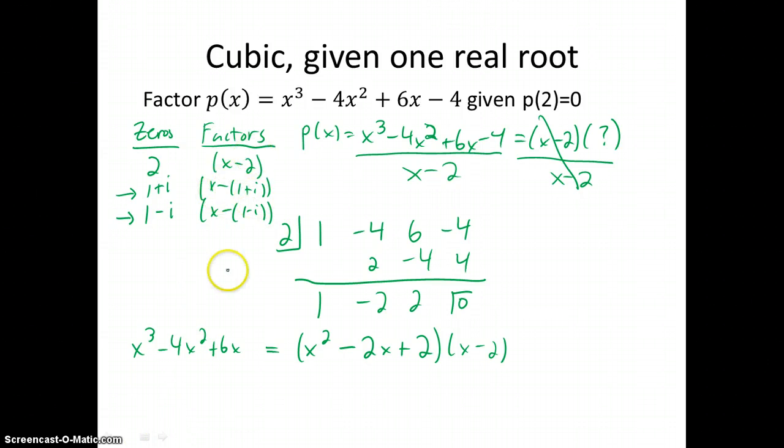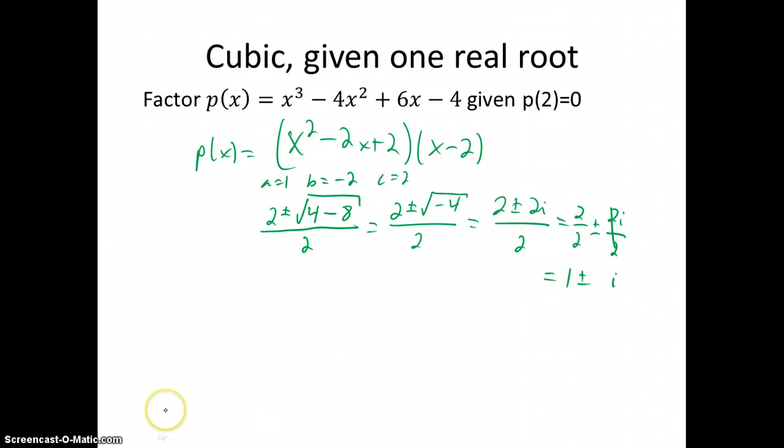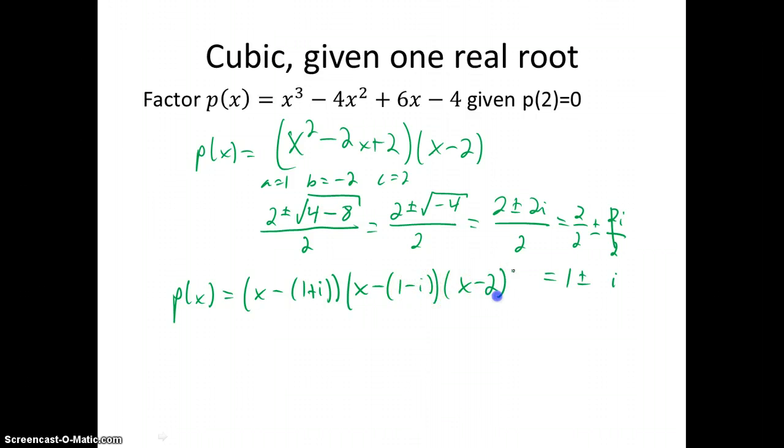So now we can write out all of these factors. I'm sorry, I keep switching screens here. So now we know that p of x, we just factored this guy. It's x minus 1 plus i, x minus 1 minus i, and then x minus 2. So we have completely factored our polynomial.